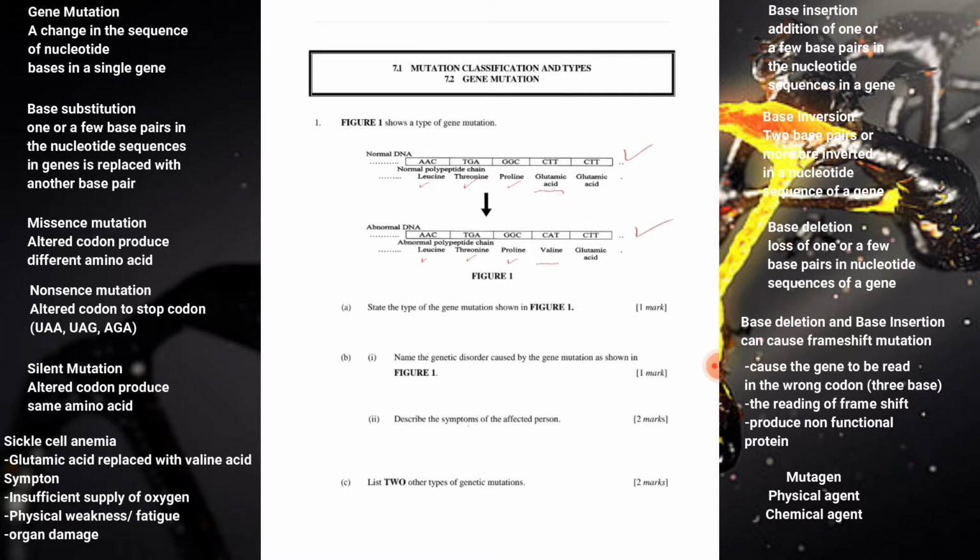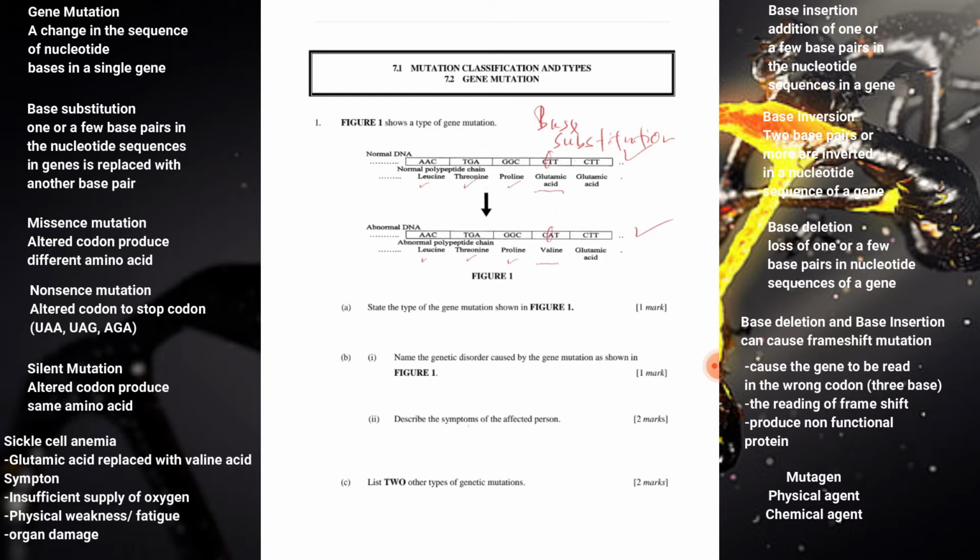So why is glutamic acid changed to valine? Because of here, thymine is replaced by adenine. So since thymine is replaced by adenine, it will encode from glutamic acid to valine. So that we call base substitution.